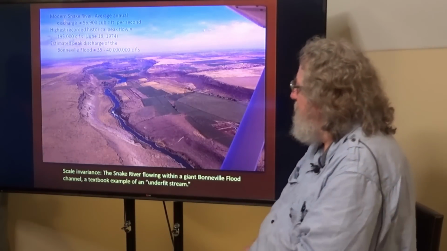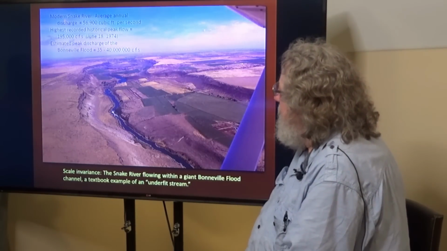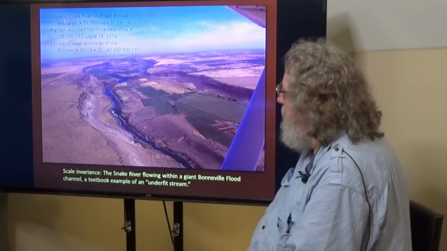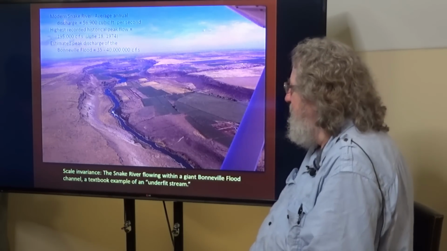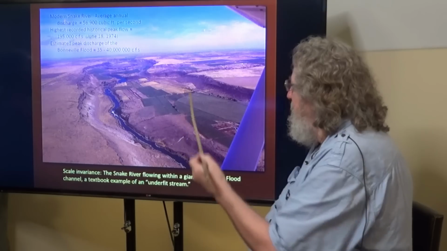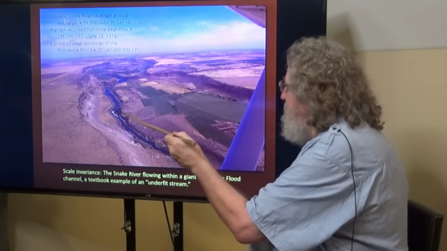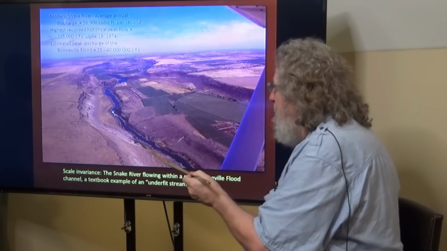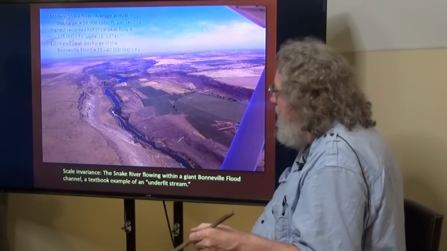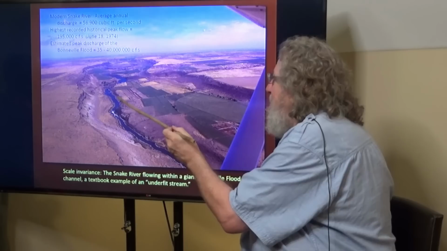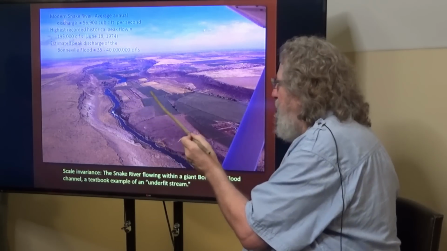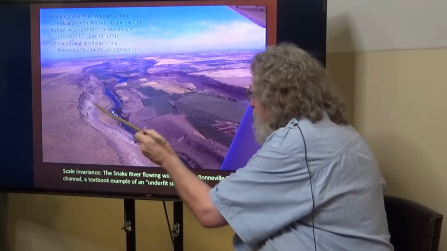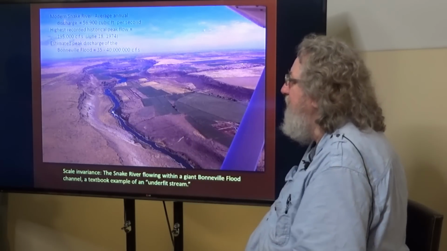So this was taken from the air, and you can really see here a beautiful example of scale invariance. The Snake River flowing within a giant, much bigger channel. It was not cut by the modern Snake. The modern Snake is confined to this inner channel. Now, in a modern flood, the Snake River may rise out of this channel and spread onto the floodplain here, but it did not create this larger channel. That was created by the Bonneville flood.